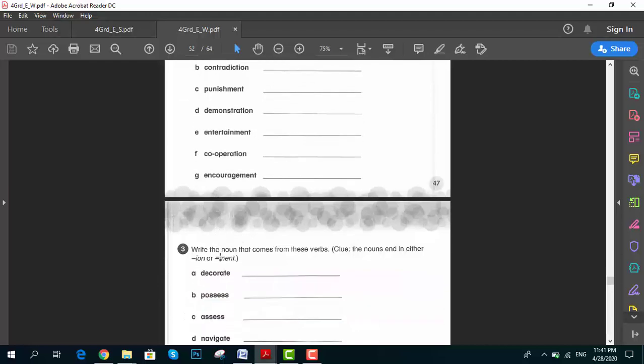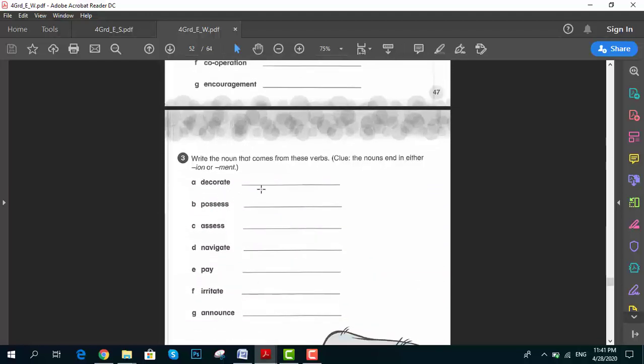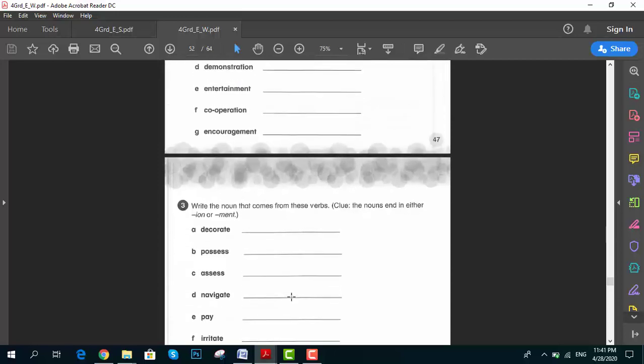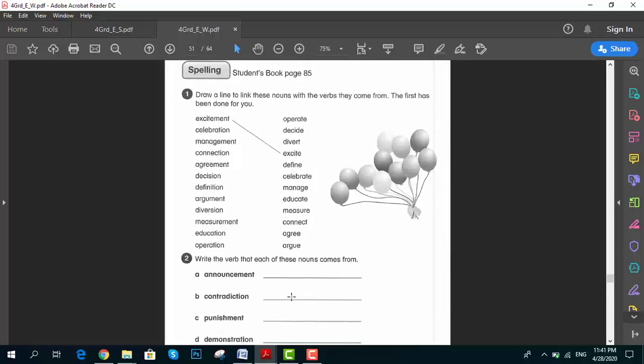So here is the opposite. We should add ion or ment to these verbs to change them into nouns. Okay, we should write the noun that comes from these verbs. We have decorate. Decorate takes ion or tion, becomes decoration. Possess becomes possession. Assess, assessment. Navigate, navigation. Pay, payment. Irritate, irritation. Announce, announcement. It's already written in your workbook. Just please study them hard. This is very important. Okay?